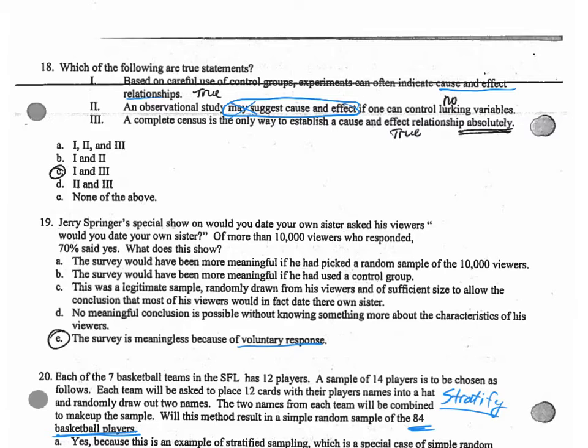I actually disagree with this one. Because let's talk about it. So I don't like this answer anymore. I like one only. And that's not an option, so I'm going to say none of the above. Did anybody else pick that? I think that's proper. I think that's correct, because let's talk about what Statement 3 says. Statement 3 says, a complete census is the only way to establish cause and effect.